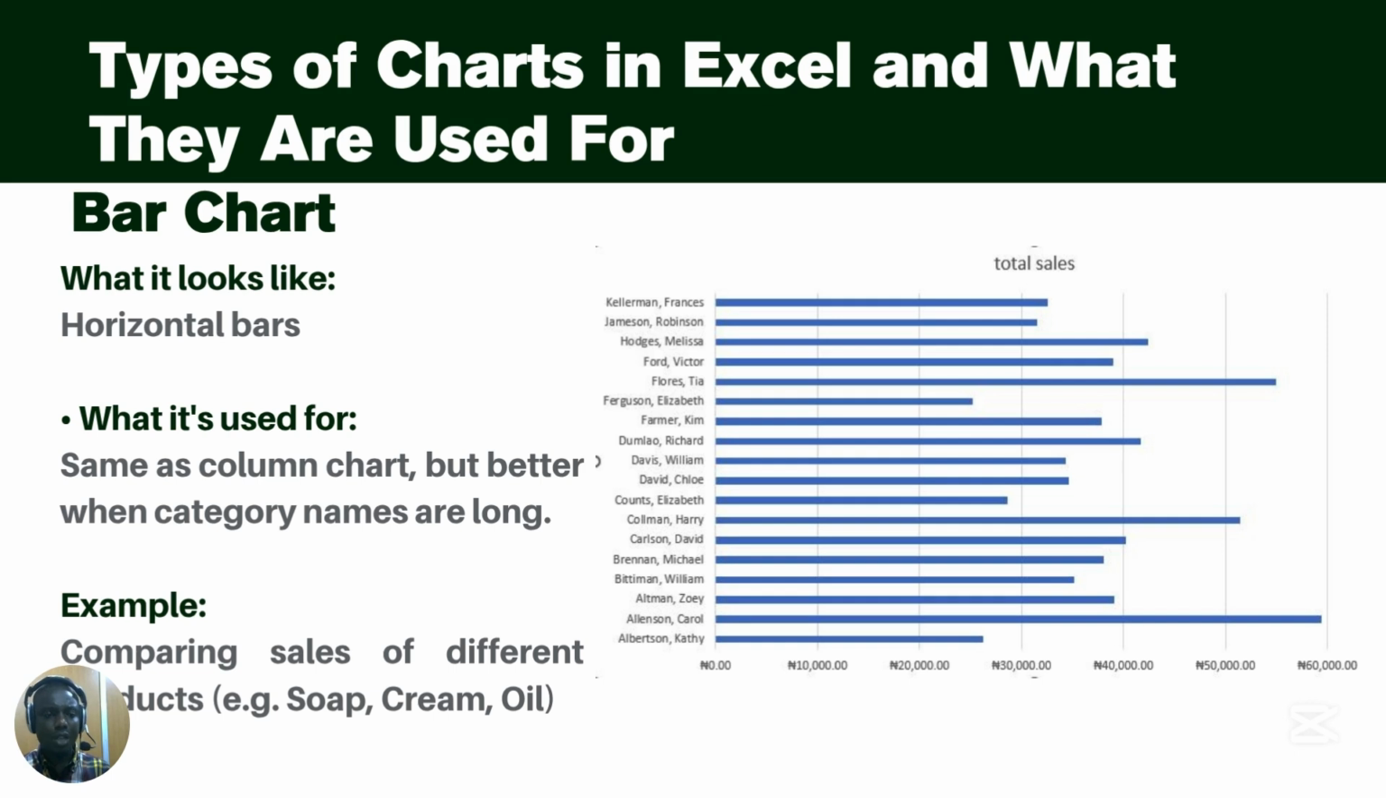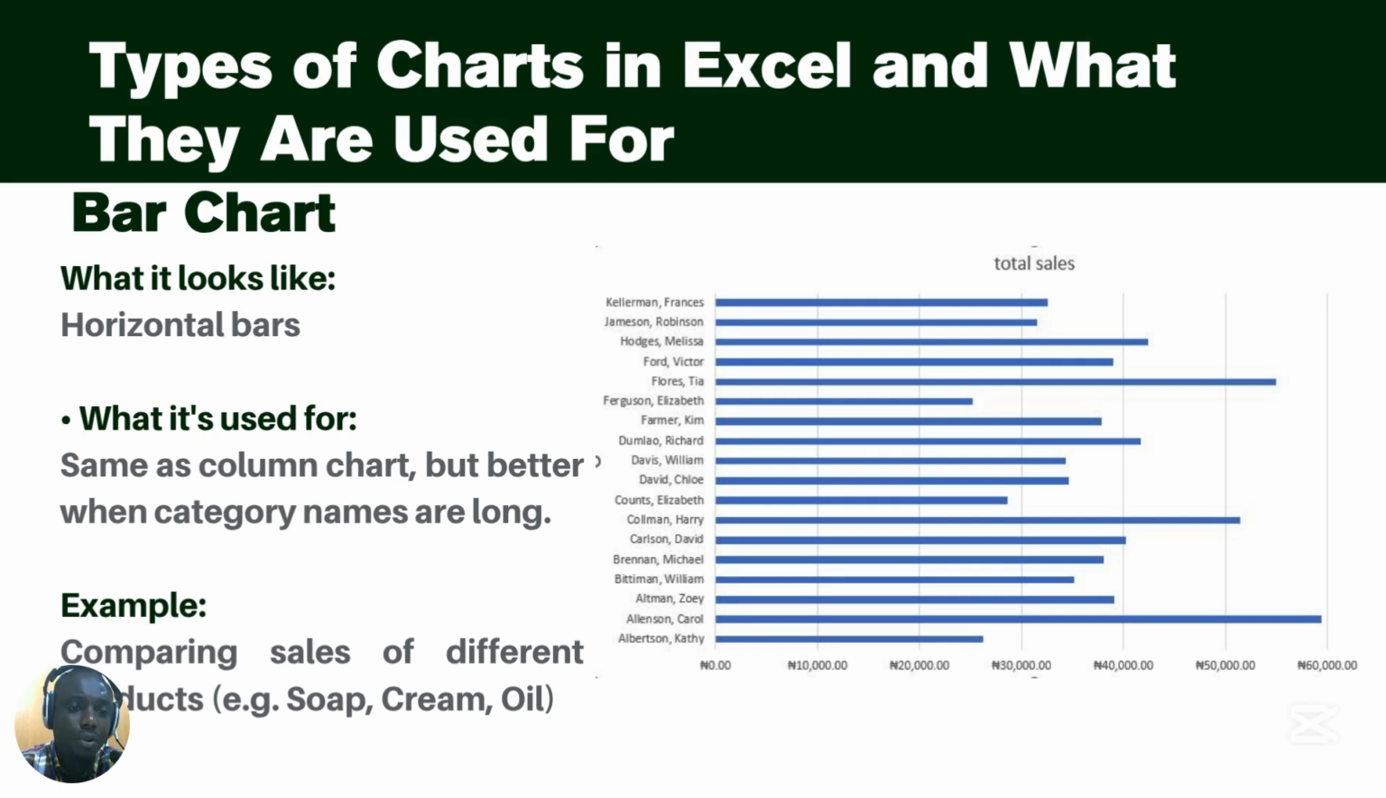It looks like a horizontal bar like this. You can see it right here, like this. So let's look, what is it being used for? It's almost the same as a column chart, but it is better when the category names are long.